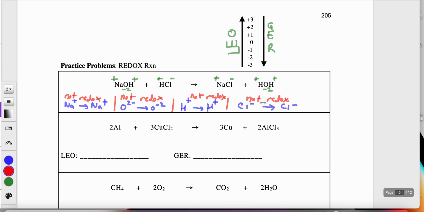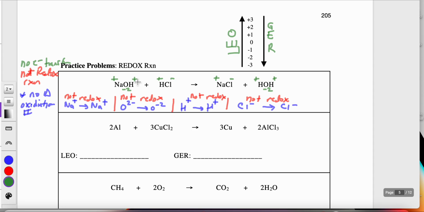So not every chemical reaction is a redox reaction. So this is not a redox reaction. And I know this because there are no changes to the oxidation numbers. So if it's not redox, there's no change in the oxidation numbers. That means there is, in this one, no electron transfer.